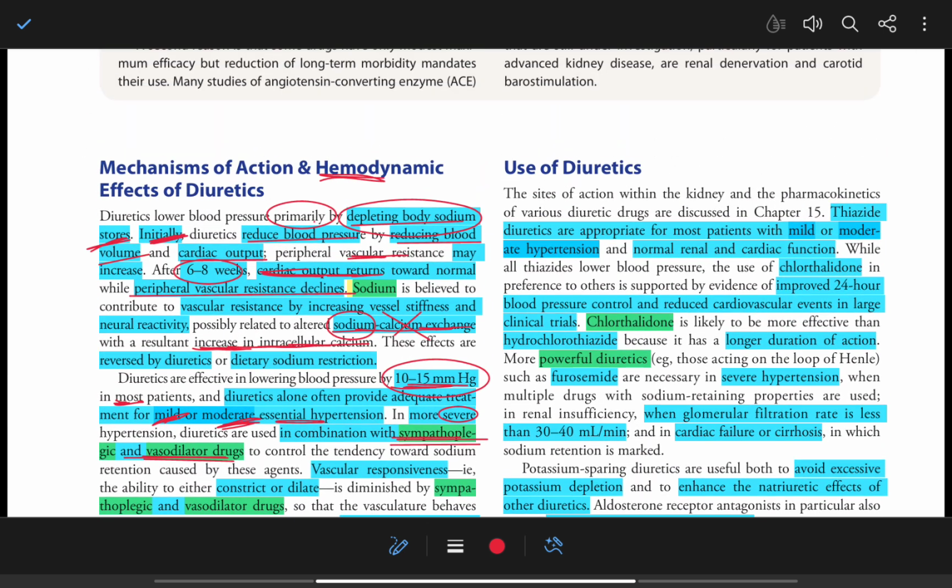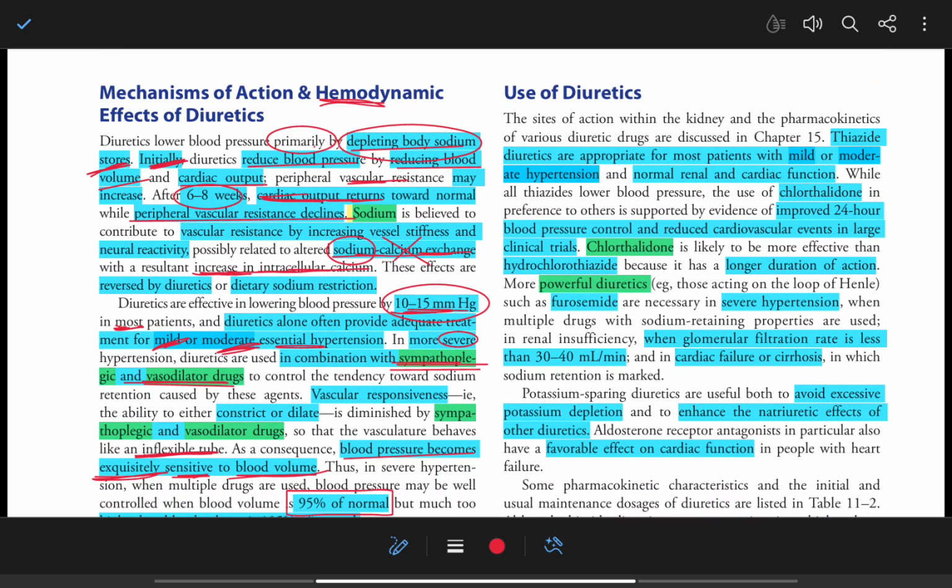Now let's proceed. What then are the uses of diuretics? The main use of diuretics, like I've explained, is for mild to moderate hypertension. That's what we use it for. The patient must have a normal renal function and a normal cardiac function. That's the main use of thiazide.